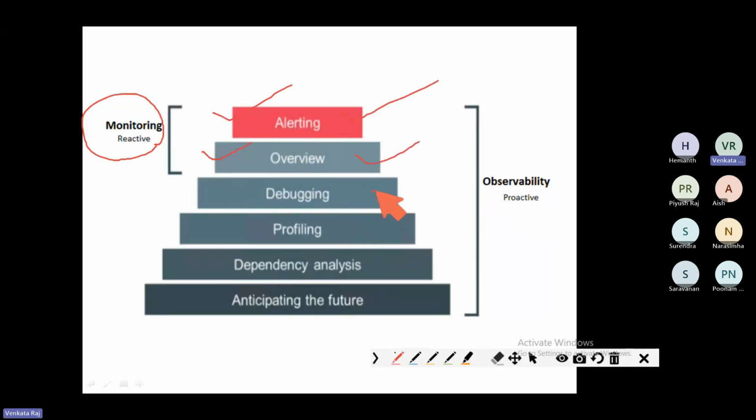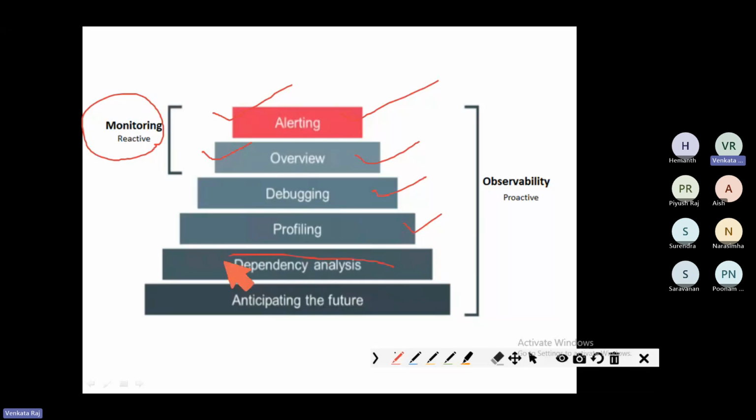We are trying to debug. We are trying to find out the root cause. Profiling, guys: we do profiling also to find out, for example, if there is an expensive SQL, how much time it is taking to execute the SQL, or why it is taking longer. So basically, using profilers, we do that.